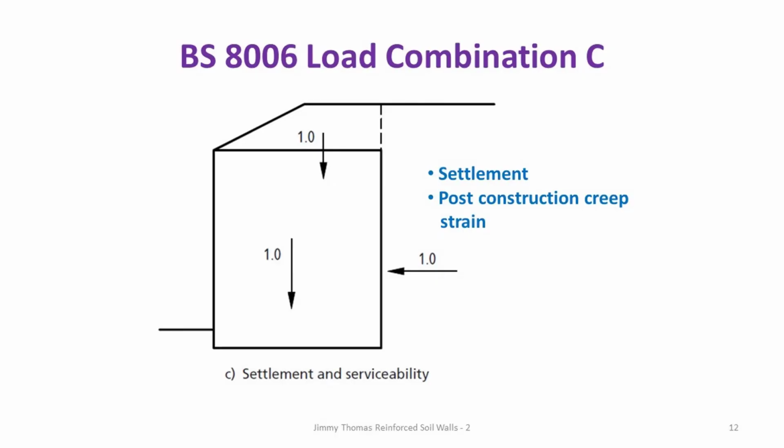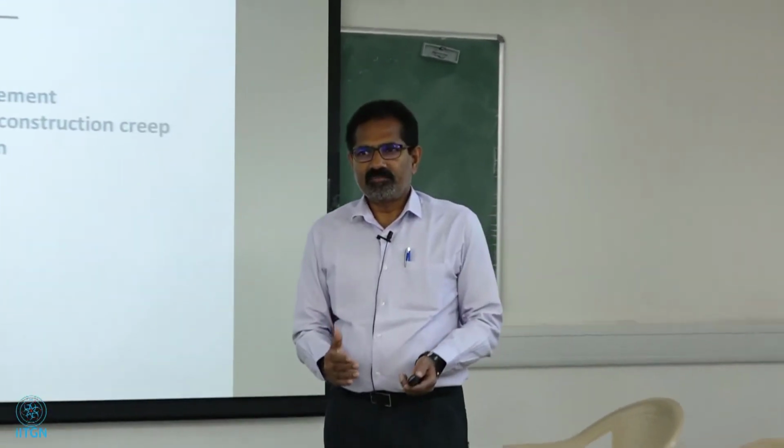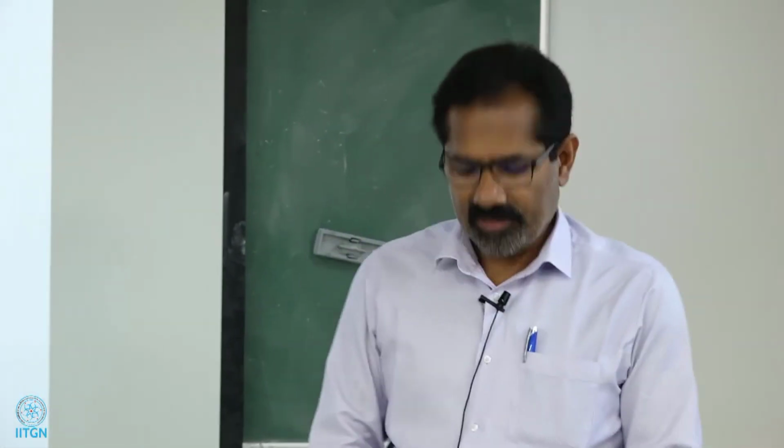The third combination is load combination C. Basically this is for serviceability, mainly for vertical settlement and post-construction creep strain. So here all the load factors are 1, because serviceability is an everyday situation. So we look at what the regular loads are which are acting every day. In the collapse case, we apply a factor so that we want to avoid that collapse.